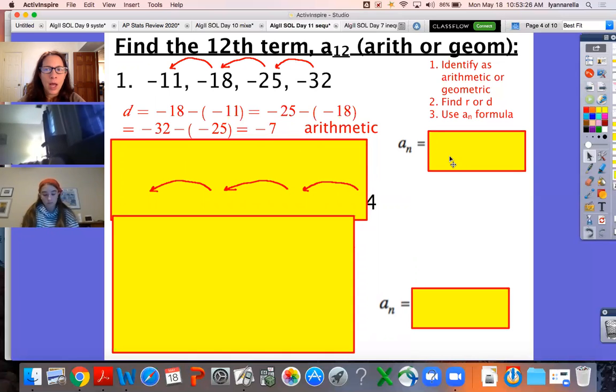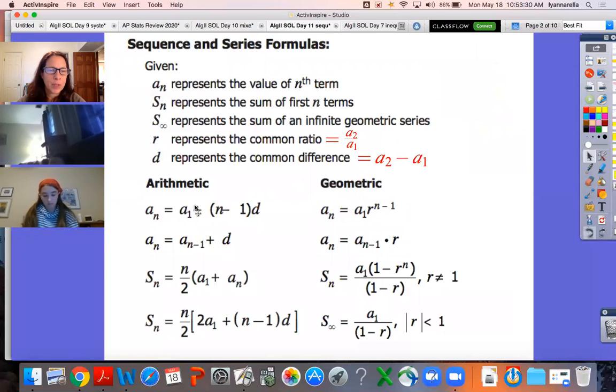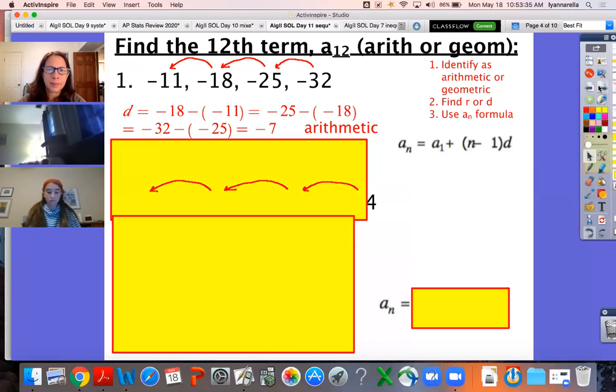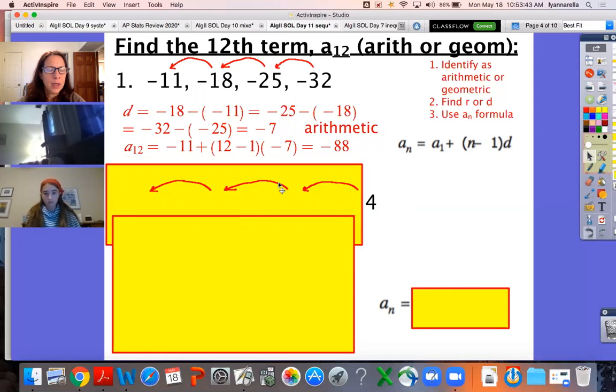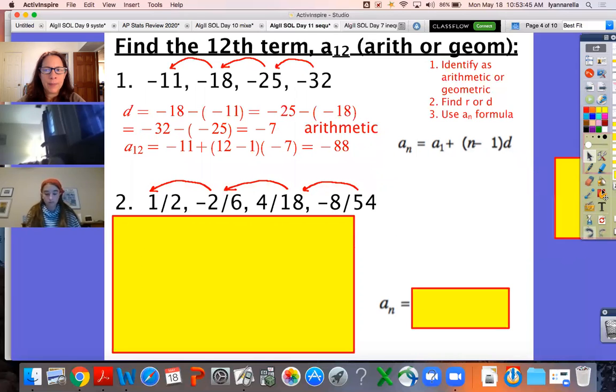Okay, so now I know I have to use the arithmetic formula from the previous page to find the 12th term. So I'm going to use a sub 1 plus n minus 1 times d. So a sub 1 is negative 11, n is 12, I'm finding the 12th term, and d is negative 7. And when I plug all that in, I get negative 88.